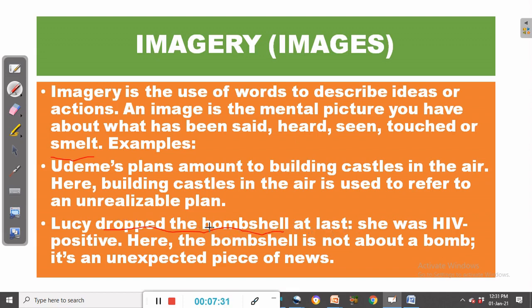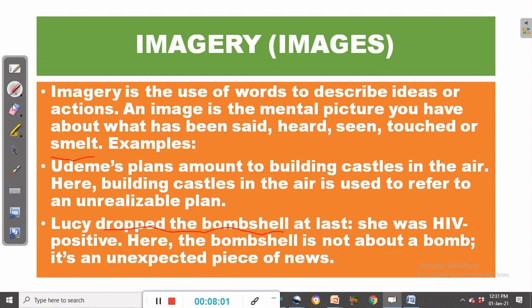Obviously, when you also look at the actual piece of information that Lucy brought, Lucy was HIV positive. It's not good news, obviously, it's bad news. All right? And something unexpected. So here, the bombshell is not about a bomb, it's an unexpected piece of news. A shocking piece of shocking news, if you like.